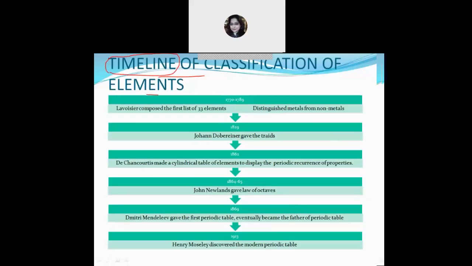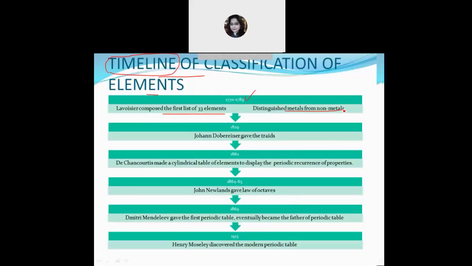So at first, in the year 1770 to 1789, Lavoisier composed the first list of 33 elements, and he distinguished the metals from non-metals. It was his first achievement.